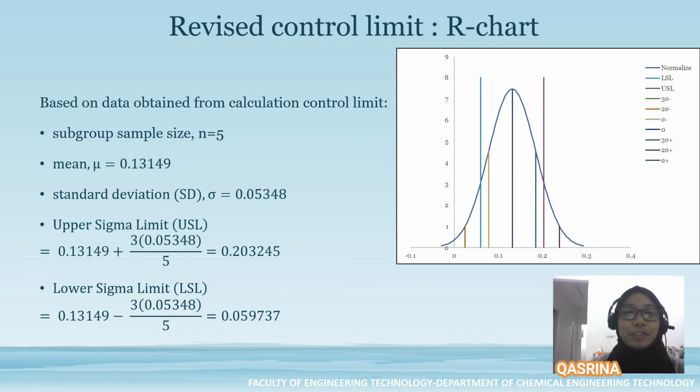Lastly, revised control limit R chart. In this slide, subgroup sample size is equal to 5. Standard deviation is equal to 0.05348, which is obtained from the appendix. Next, the mean value stated has been obtained from the previous calculation, which is equal to 0.13149. Based on that, USL and LSL can be calculated and used in the normal distribution for the revised R chart.